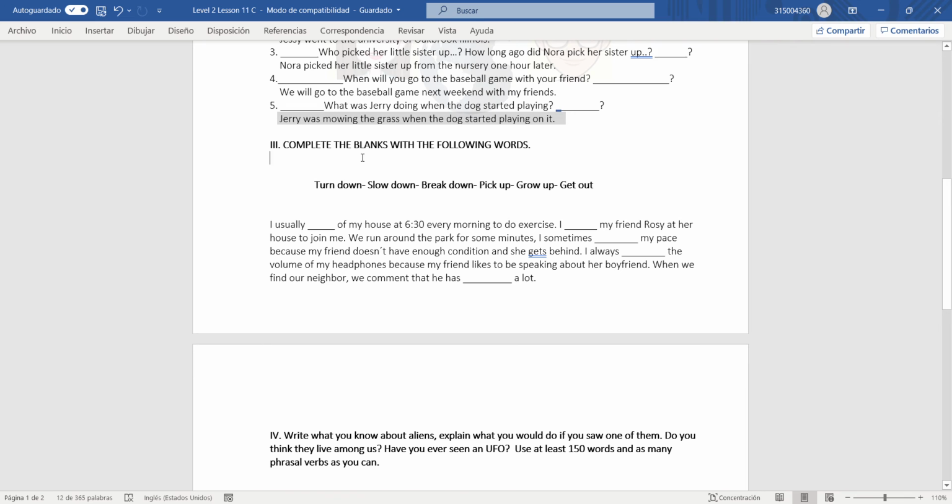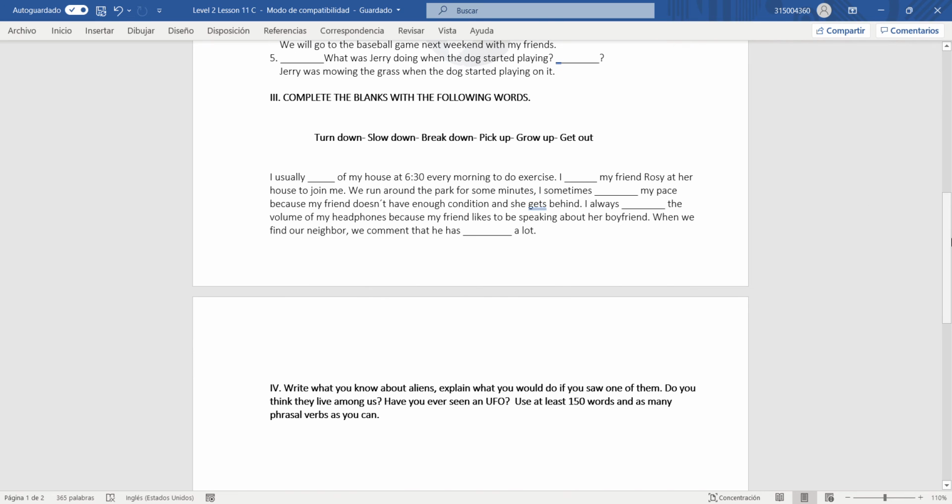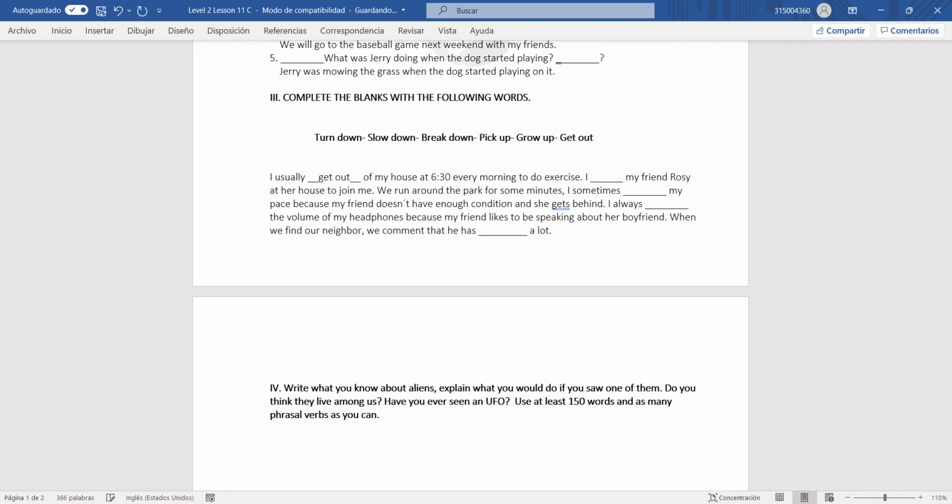So that's one option. And then for part number 3, we have to use these phrasal verbs here and use them in these blanks so we have a complete text, right? So the first says, I usually blank of my house at 6:30 every morning. So you can say, I usually get out, right? Get out of my house every morning to do exercise. Then my friend Rosie blank at her house to join me.